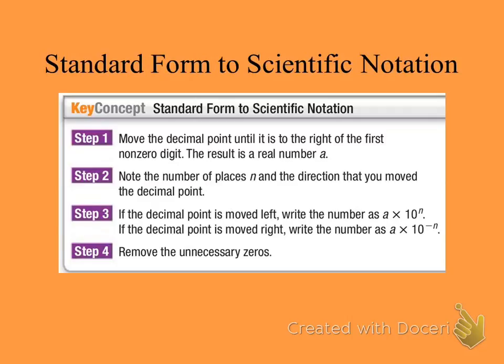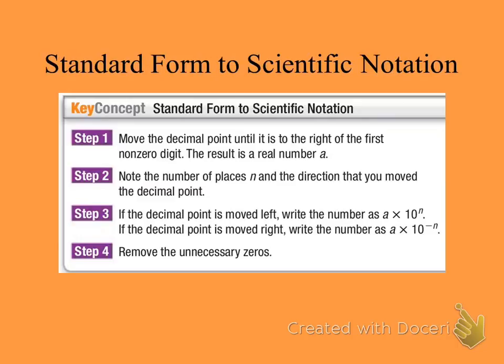Standard form to scientific notation. Here is a step-by-step process. Now, the words to it can be somewhat confusing if you just know how to do it. Take notes at your own leisure or whatever. Step 1. Move the decimal point until it is to the right of the first non-zero digit. The result is a real number, and we're going to label that A. Okay, a real number A.